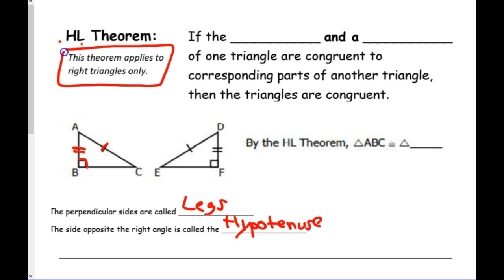So, the name of this theorem: if the hypotenuse and a leg of one right triangle are congruent to the corresponding parts of another triangle, then the triangles are congruent. So, ladies and gentlemen, ASS, you cannot spell it or say it or write it. But if it's a right triangle, you can write HL, okay?